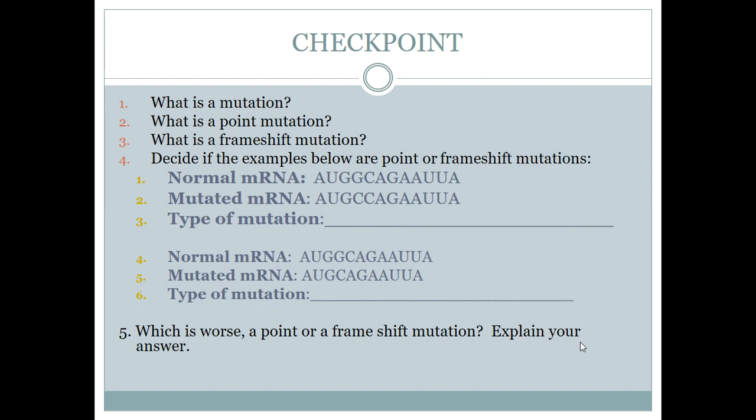Number three asks, what is a frameshift mutation? A frameshift mutation is any mutation that causes the reading frame or those codons to completely shift. The two types of frameshift mutations are additions or insertions and your deletions. Number four says that we need to decide if the examples below are a point or frameshift mutation. Looking at this first example, we have our normal mRNA and we now have our mutated mRNA. So you can pause this video now and take a second to figure out if this is a point mutation or a frameshift mutation.